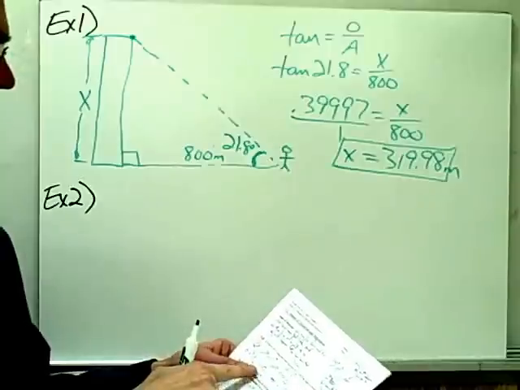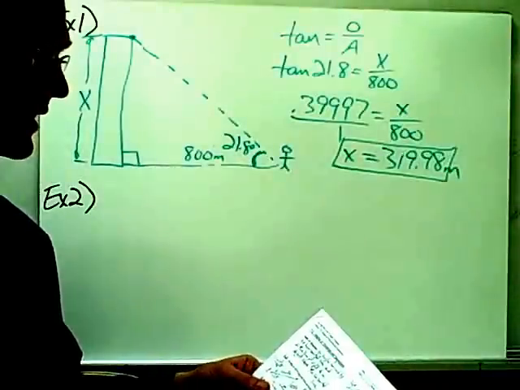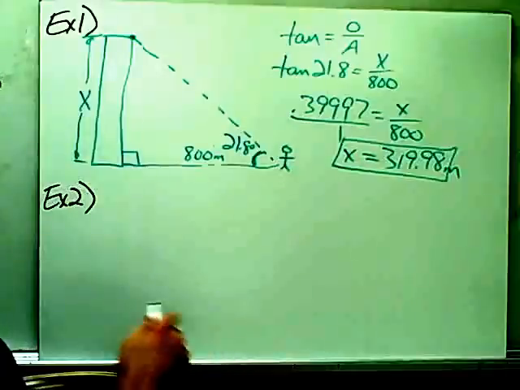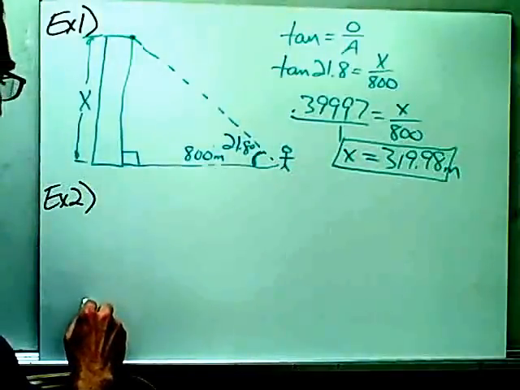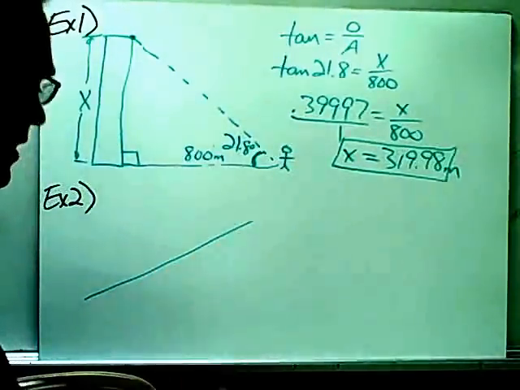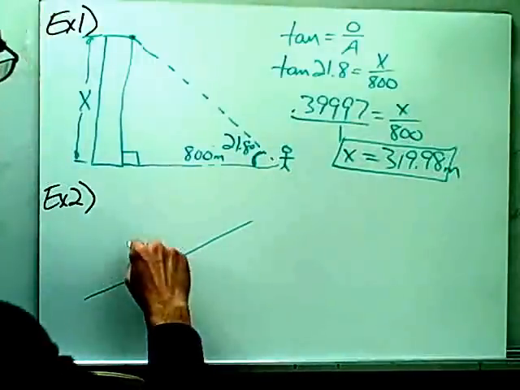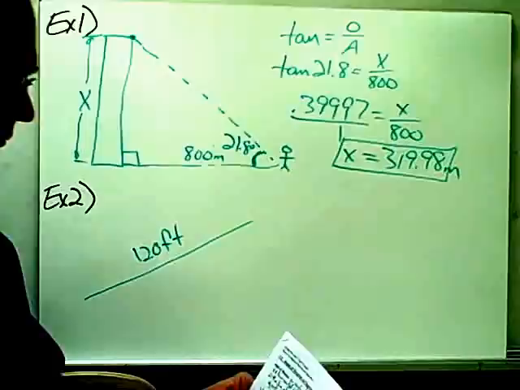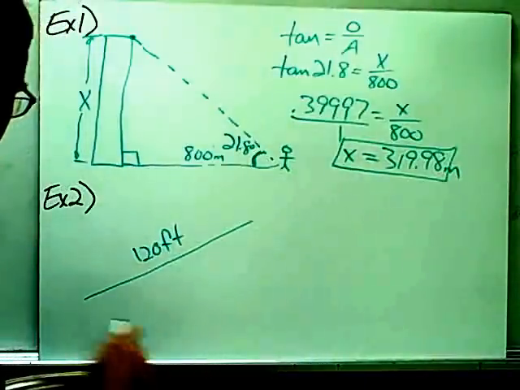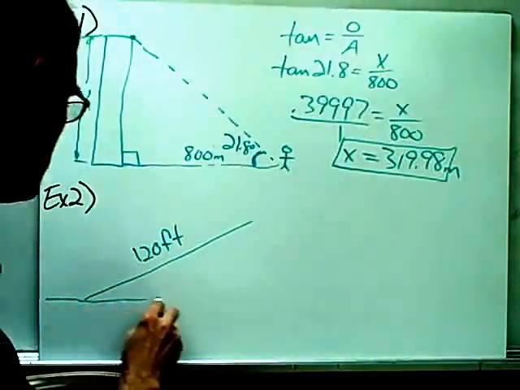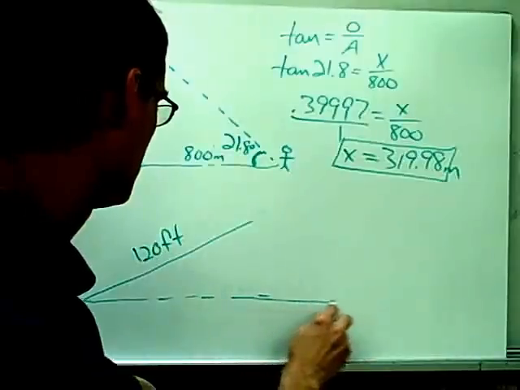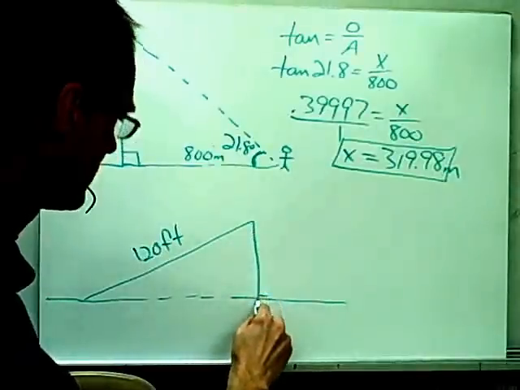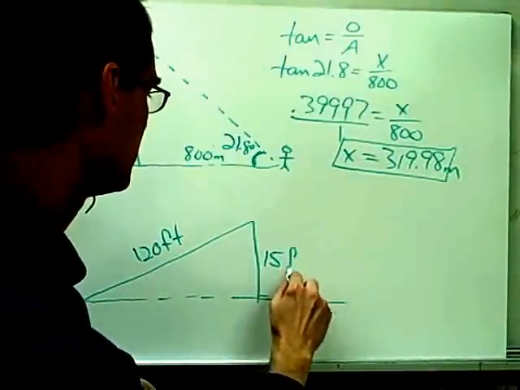A ramp is 120 feet long and rises vertically 15 feet. Find the angle of elevation of the ramp. All right, so let's see. I need a picture. Let me draw. Here's my ramp going up. It says my ramp is 120 feet long and rises vertically 15 feet. Okay, so let me draw. See, this is going to be the ground down here, and my ramp rises vertically 15 feet. So this is 15 feet right here.